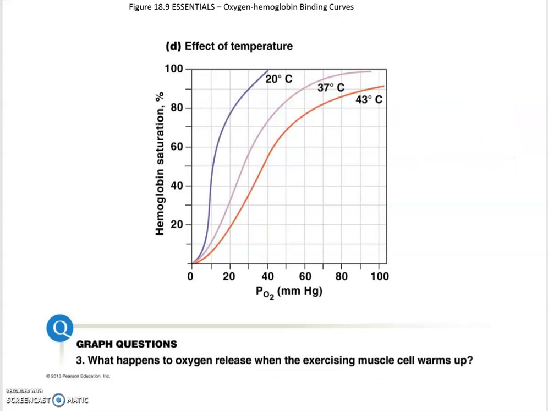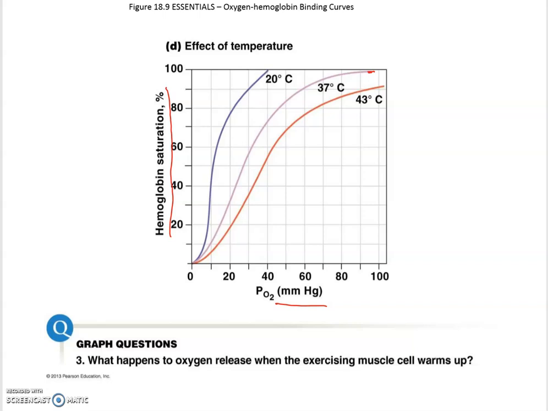Here's the effect of temperature on the oxygen hemoglobin binding curves. And so 37 degrees, that's normal body temperature. It's the pink line right here. And then we have our typical pattern going back and forth between 100 and 40 millimeters of mercury on the partial pressure, the x-axis, and then the hemoglobin saturation in percent is over on the y-axis. So this pink line is our normal oxygen hemoglobin binding curve.